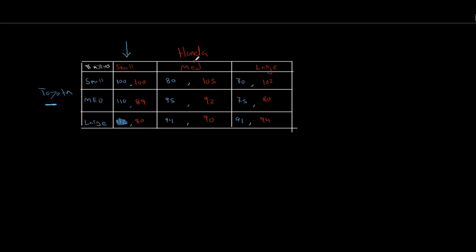Then we move forward. What if Honda goes medium? Well, if Honda goes medium, I can have 80, 95, or 94. Okay, between these three, 95 seems to be the best payoff. So if Honda goes medium, I'll go medium. Finally, what do we do if Honda goes large? So we fix Honda's strategy. We say, okay, for sure Honda goes large. I have the option between these payoffs, 70, 75, or 91. Well, in this case here, 91 is my best payoff, my best response.